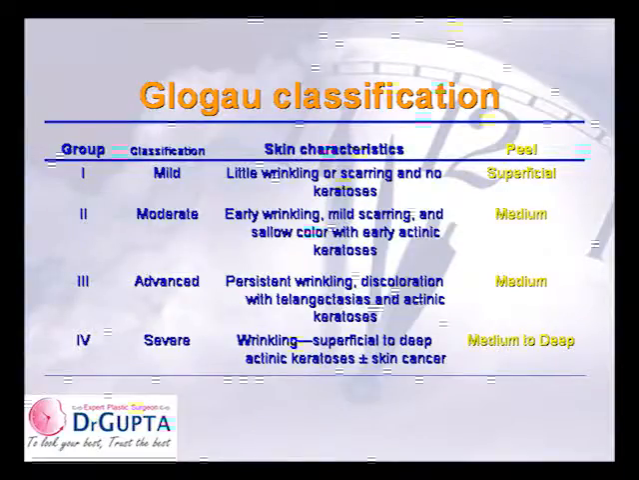And once again, the Glogau classification plays a role here too, where if we're headed towards resurfacing, we need to go medium or deep when we're talking to patients who have grade 3 to grade 4 with persistent wrinkles present.